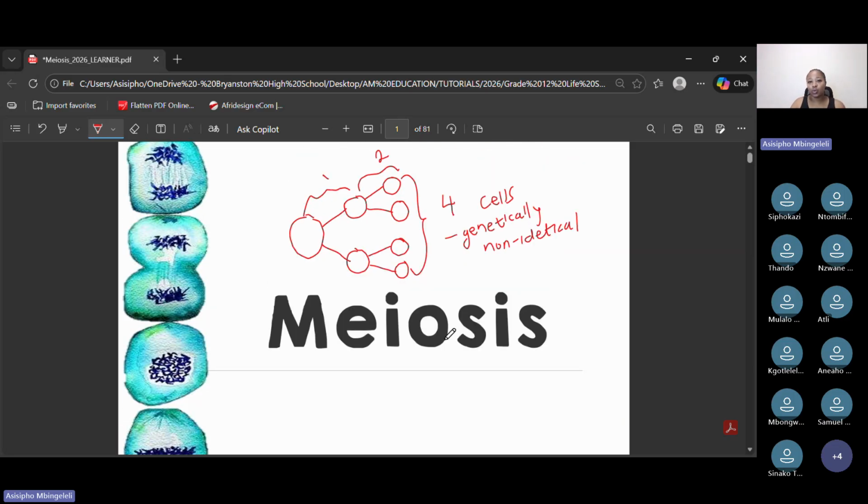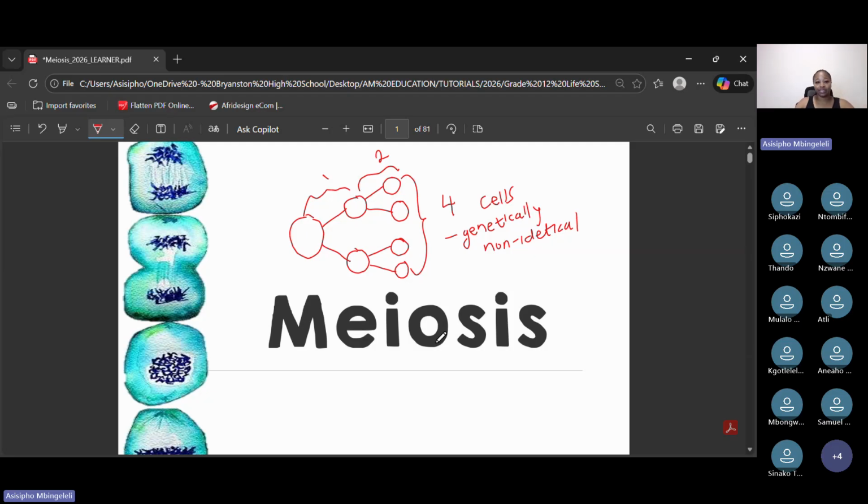And the main goal of this cell division taking place in our cells is to produce sex cells. So sex cells being the sperm cells and egg cells. So egg cells for females and then sperm cells for males. So that is the goal for meiosis.